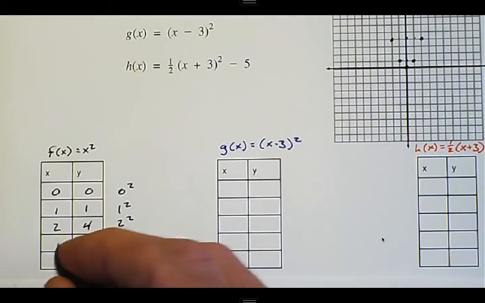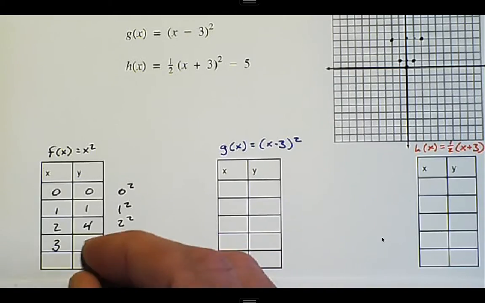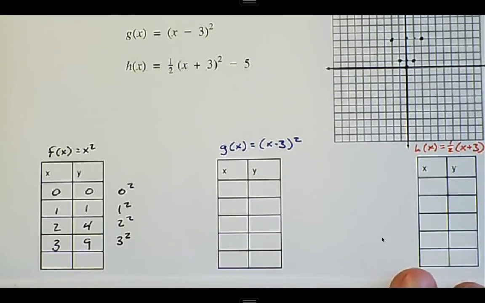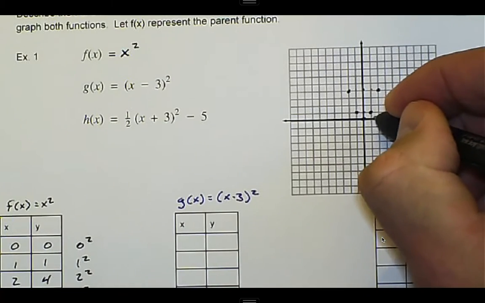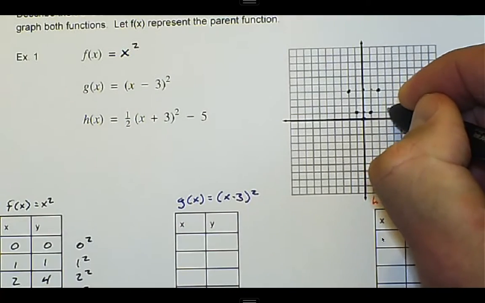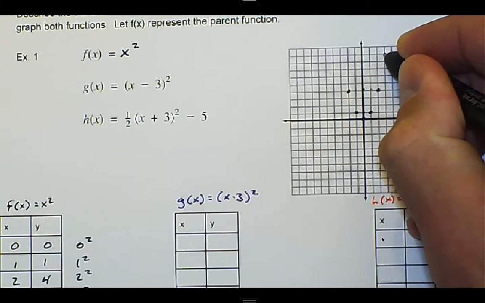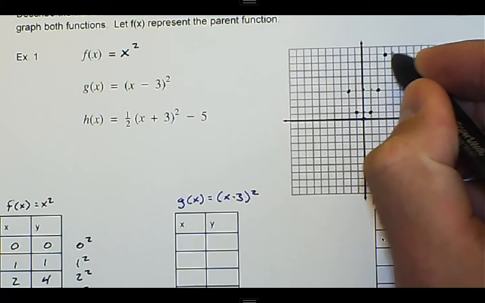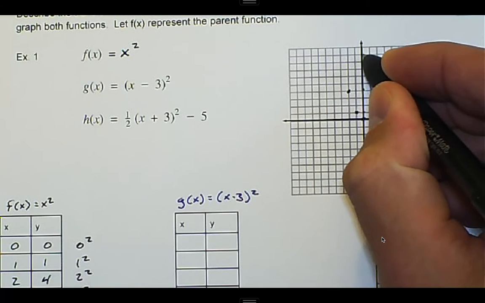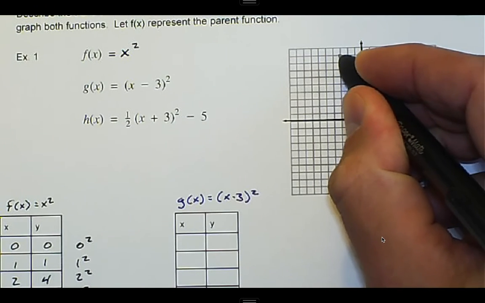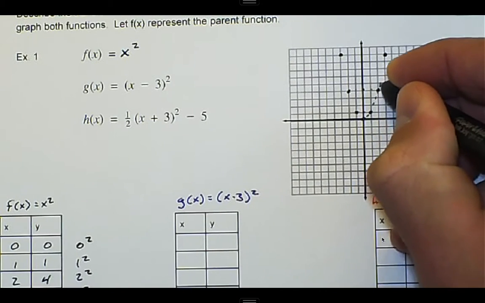So I'm going to pick the point 3. So 3 squared is 9. So that's my y value there, it is 9. So over 3, up 9. And then right away I know that I can flip it over the y-axis. So this is the parent function. We have that one graphed.